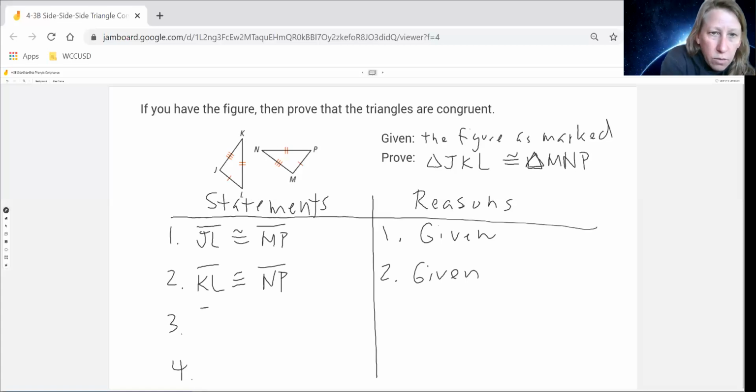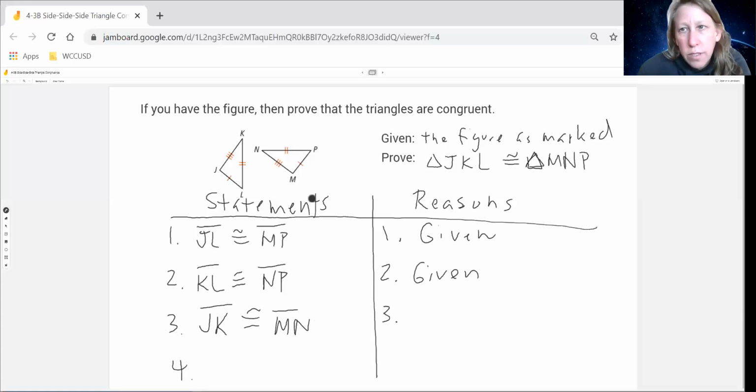And then we can say line segment JK is the same size and shape as line segment MN. How do I know that? How would you tell someone that that's true? You'd say, well, look at line segment JK, it has 3 marks. Look at line segment MN, it also has 3 marks. That is given. They match up because they're marked the same.